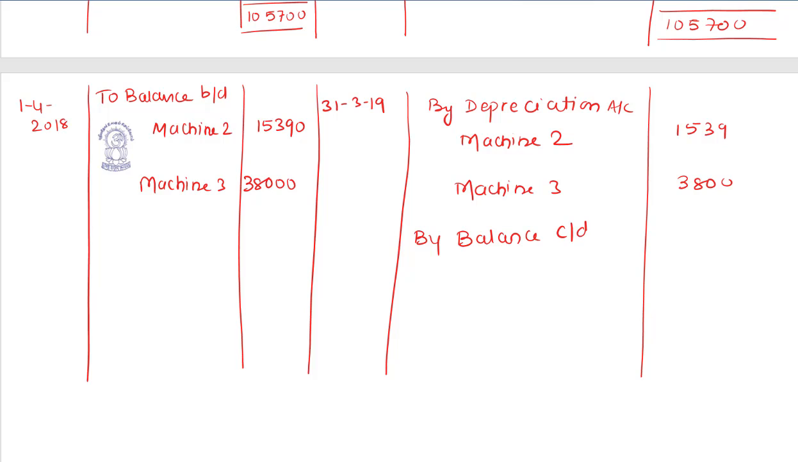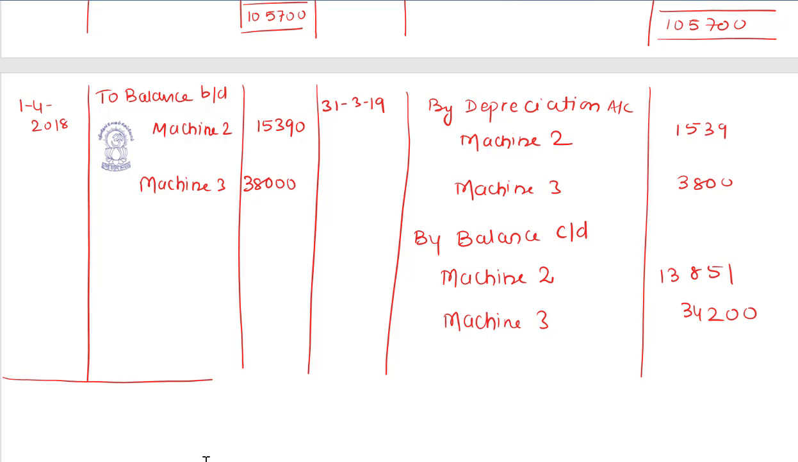Let us calculate the closing figure by balance carried down. By balance carried down, machine 2 and machine 3: 13,851 and 34,200. 15,390 minus 1,539 equals 13,851, and 38,000 minus 3,800 equals 34,200. Let's quickly make the totals.